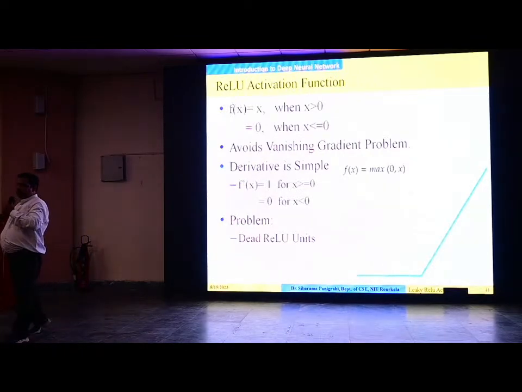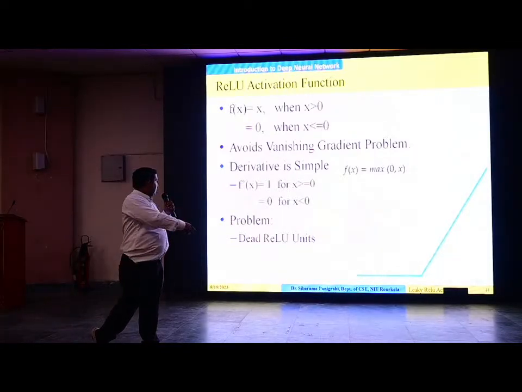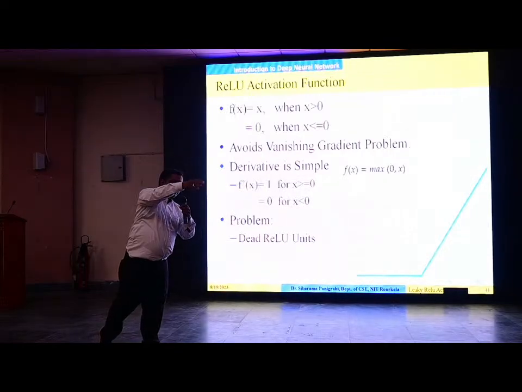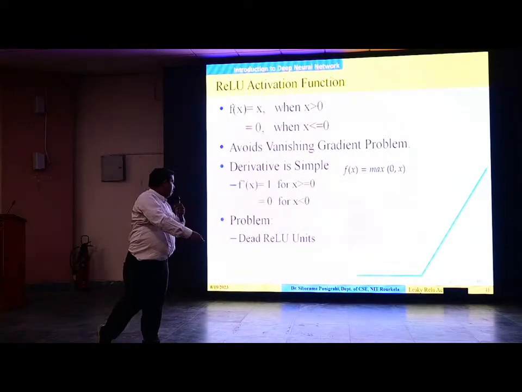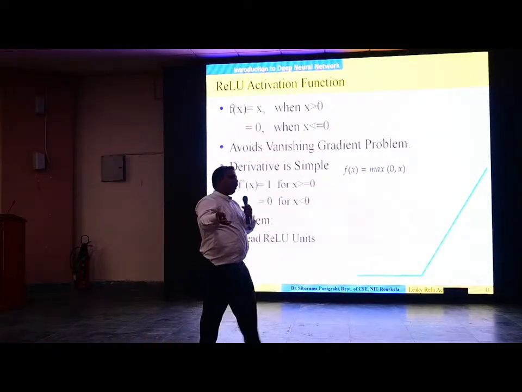Yes or no? So what is the problem? If the gradient becomes zero for negative values, then ∂L/∂f becomes 0. So if for negative values the weight updation becomes 0, then what is the problem? You might get dead ReLU units. Dead ReLU units means that for those units the weights will not update.